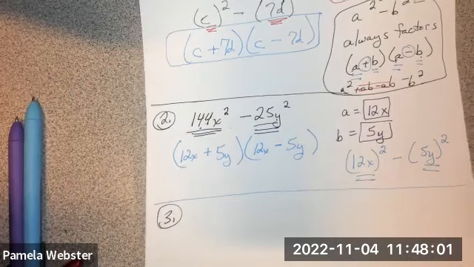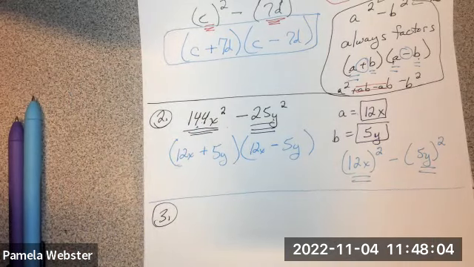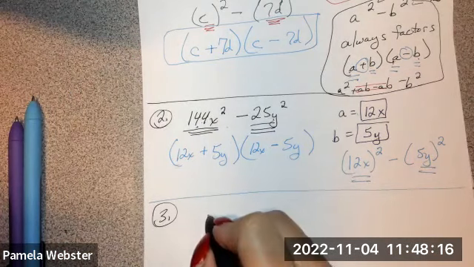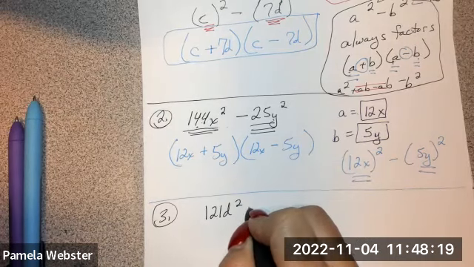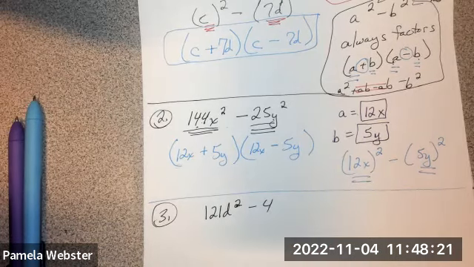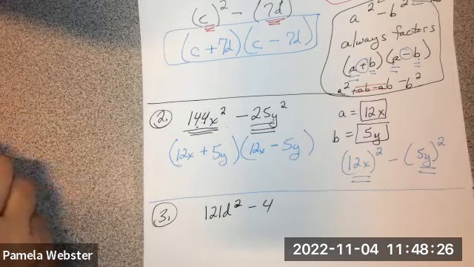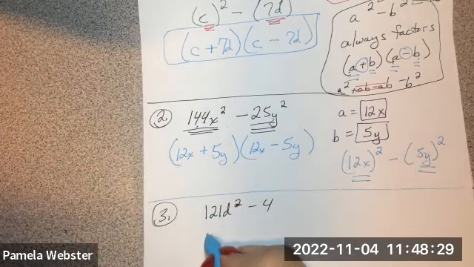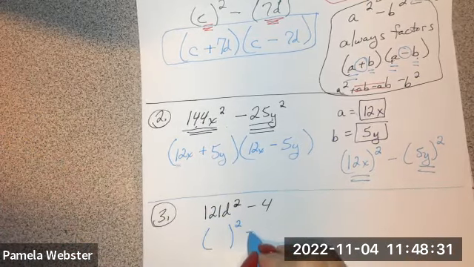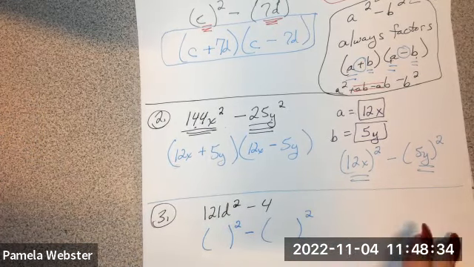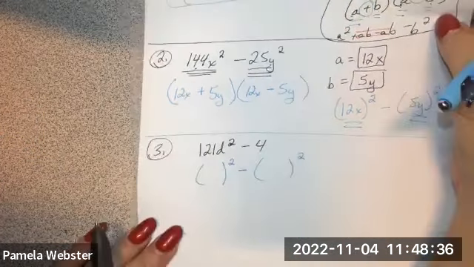Third one of these, and then I will post a factoring worksheet, and if you want to work on it, you can play with it and see if you come up with the same kind of stuff that I do, okay? So the third one I've got is 121d squared minus 4. If you want to do this in-between step, figure out what's being squared minus what's being squared. So I'm going to let you just work on it and see how you do.